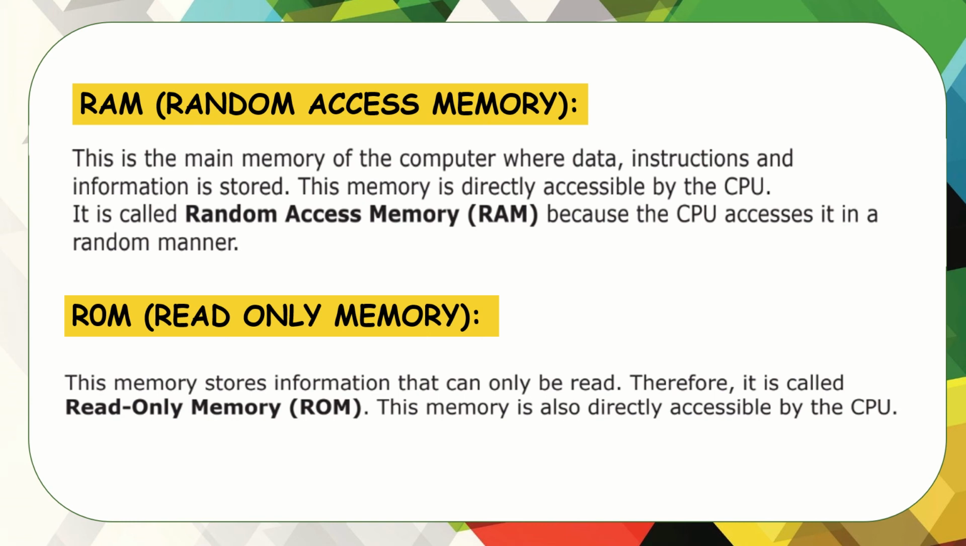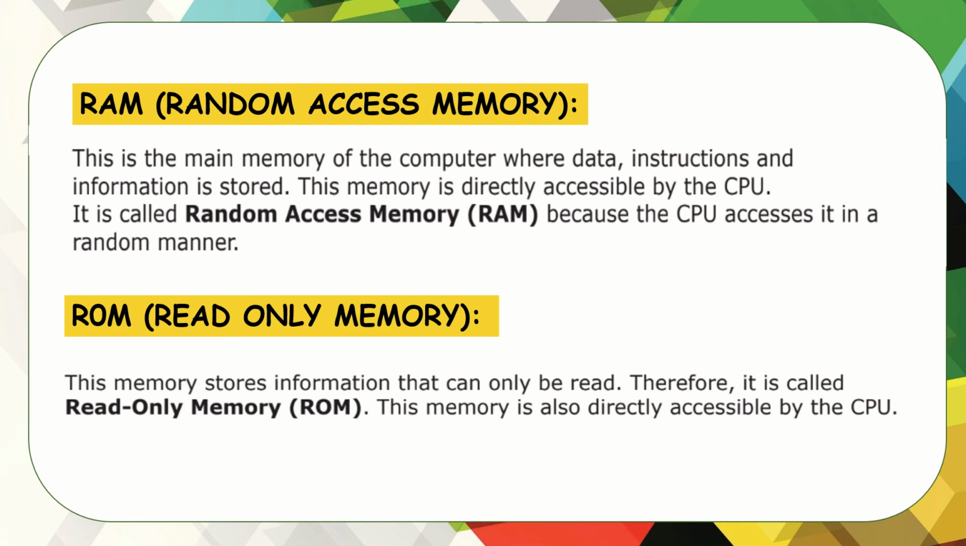RAM and ROM have some differences that we will discuss later on. But before that, what is ROM? ROM is the read only memory, and this memory stores information that can only be read, cannot be written. You cannot make changes to it. Fine. And this memory is also directly accessible by the CPU. As you have seen, the RAM is directly accessible by the CPU, and this ROM is also directly accessible by the CPU.